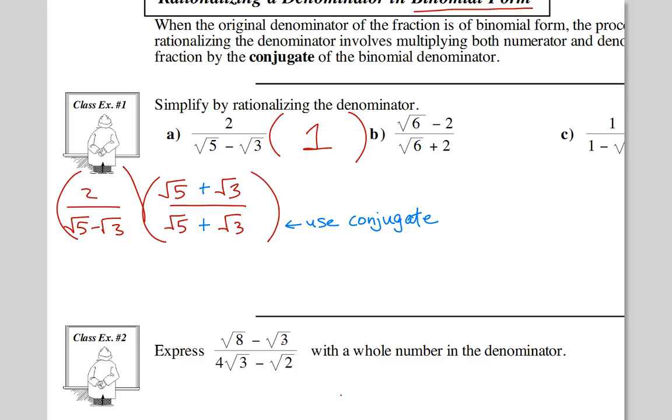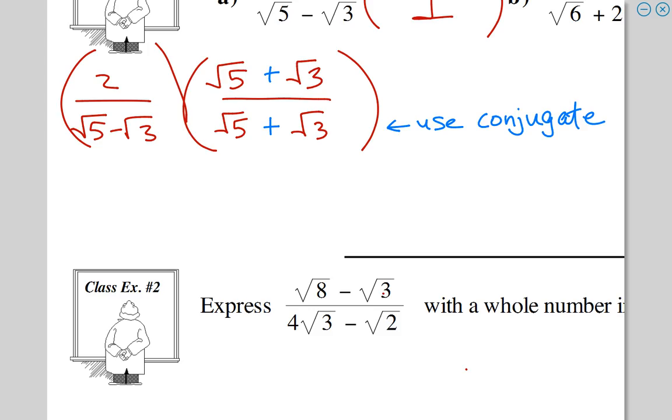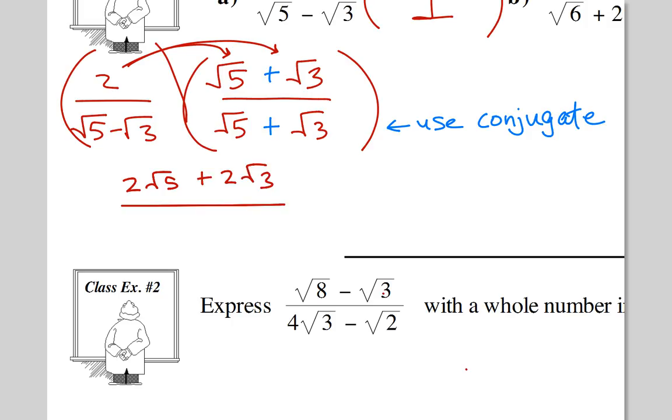Alright, so like always with fraction multiplication, we go top to top, bottom to bottom. So let's do the top. We're just going to be distributing a 2. So we get 2 root 5 and 2 root 3. And now the bottom. We could brute force this, or we can just be clever. This is just a difference of 2 squares. So yeah, this is 5 minus 3. If you don't see it, we'll do it together.